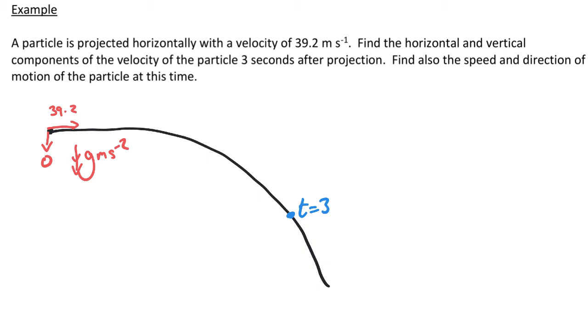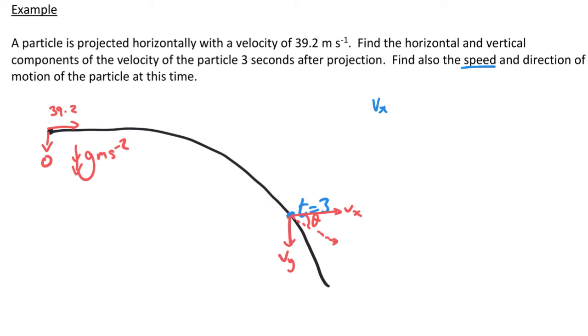So we're trying to find the speed and direction of motion of the particle. So what we need is the horizontal component of the velocity, so we'll call that Vx. And we also need the vertical component, so that'll be Vy. And the speed is going to be the resultant of those two velocities. So it's going to be in here, and we'll need the angle as well. So we need to work out the horizontal and the vertical component of the velocity.